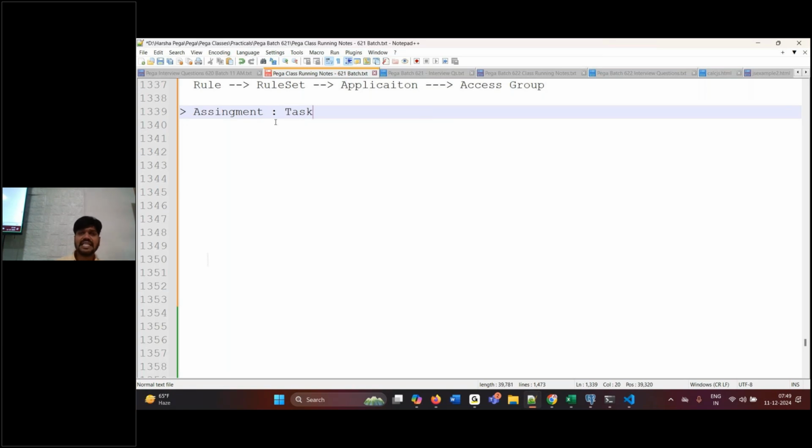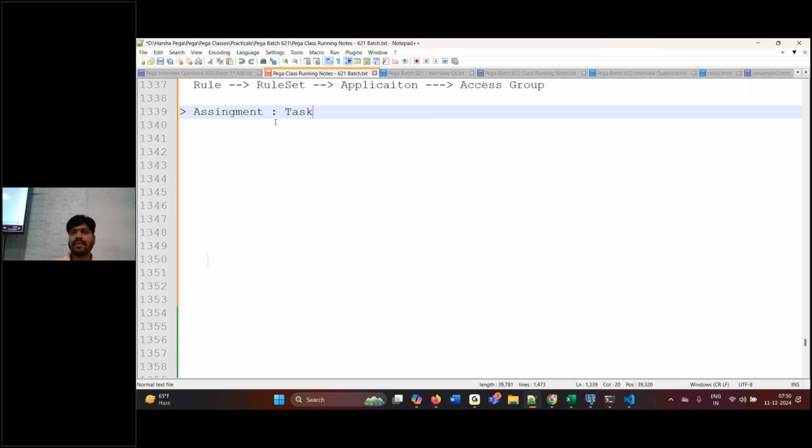So when a work object reaches a particular task, meaning an assignment, that assignment should be given ownership to someone. Ownership means who should work on this particular assignment. Suppose in a software company, we are working in a project and we get the requirements, right? Who will get the requirements? Your team lead will get the requirements, and the team lead will assign that particular requirement to team members.